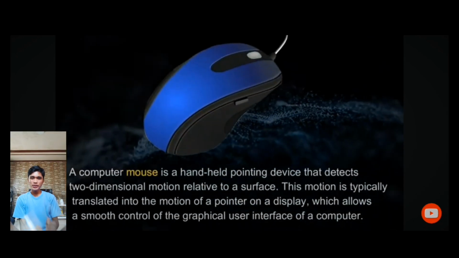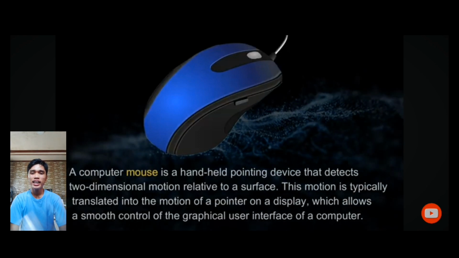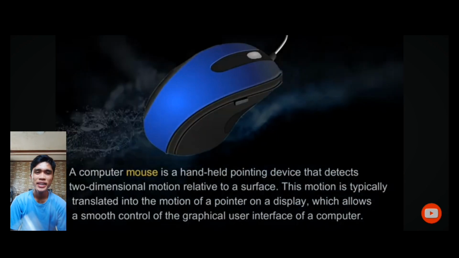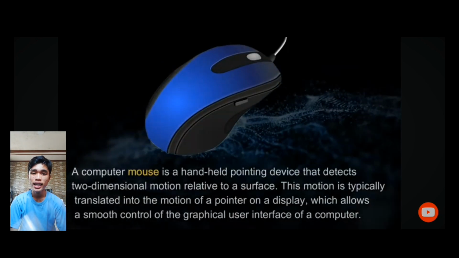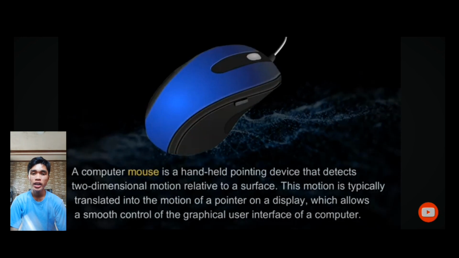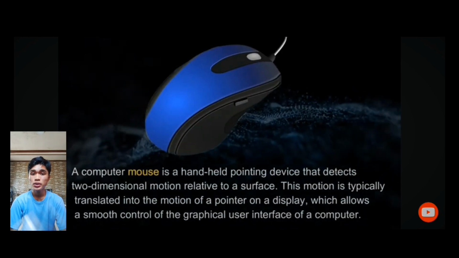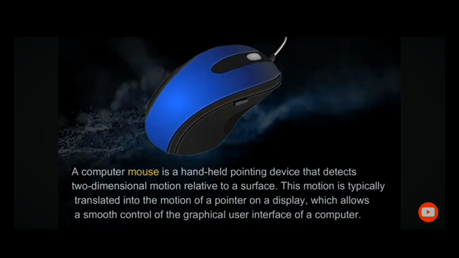Now, let us proceed to the third part of the computer, which is the mouse. A mouse is a handheld pointing device that detects two-dimensional motions relative to a surface. This motion is typically translated into the motions of a pointer on a display, which allows smooth control of the graphical user interface of a computer.